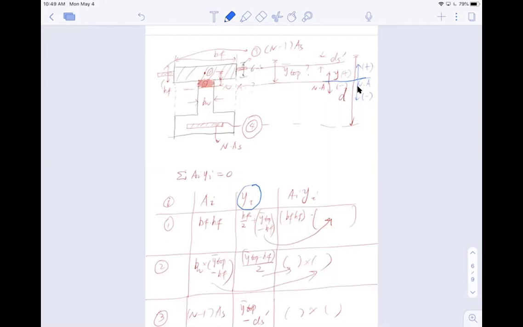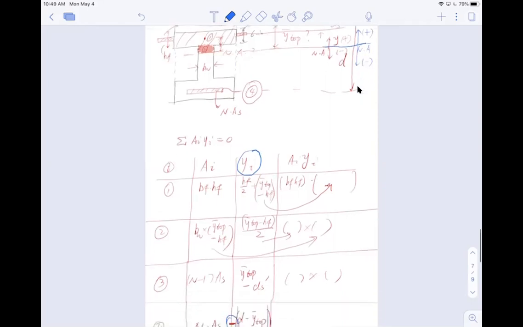This is the typical sign convention, because you have to make sure your total summation of AiYi equals 0, right? Can you see this equation, Sean? Yes. Okay, so if everything is positive, there's no way the balance can become 0, right? So there's got to be at least one term that is negative. And by definition, the distance on the other side of the neutral axis, the tension side, will be negative. So the equation can eventually balance out to be 0, right?